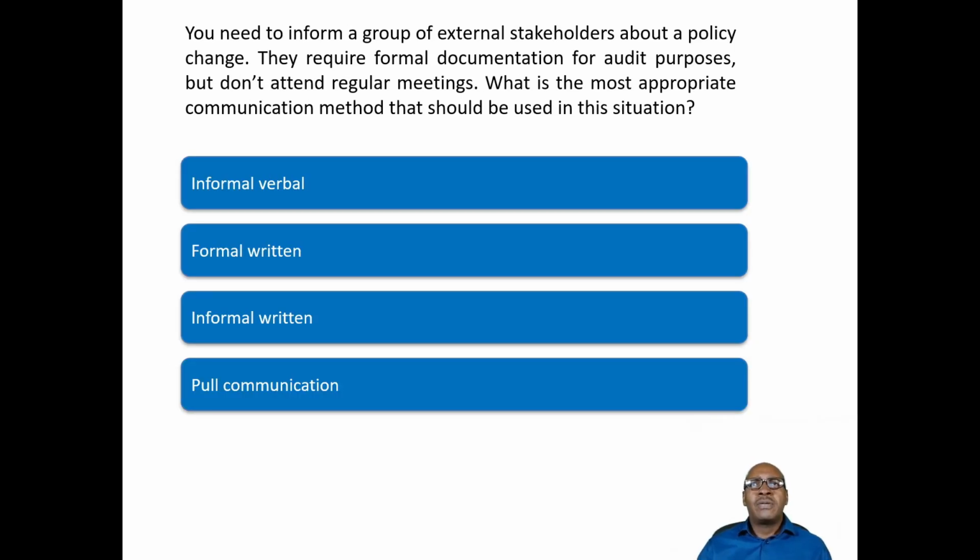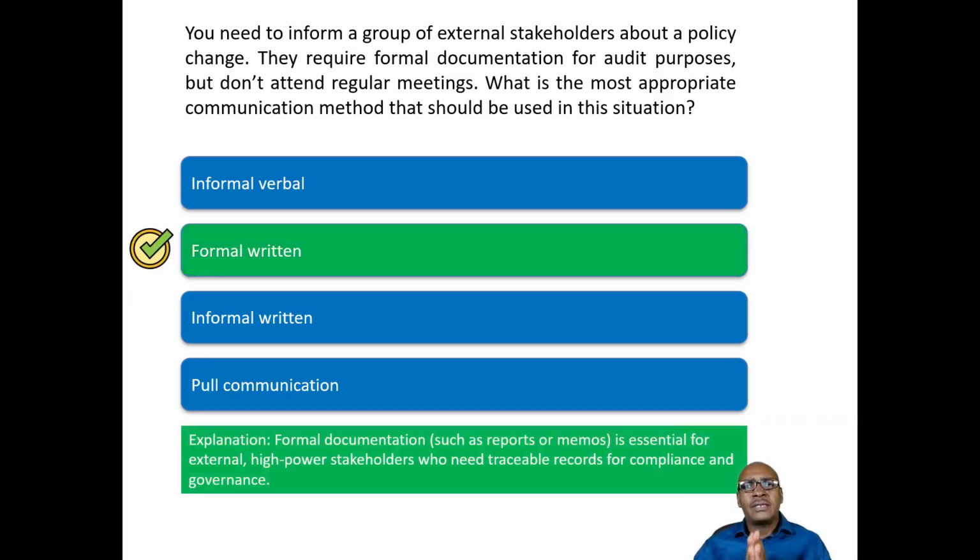You need to inform a group of external stakeholders about a policy change. They require formal documentation for audit purposes, but don't attend regular meetings. What is the most appropriate communication method that you should use in this situation? All right, look at the answer. So, formal written. This is the most appropriate means of communicating in this case.